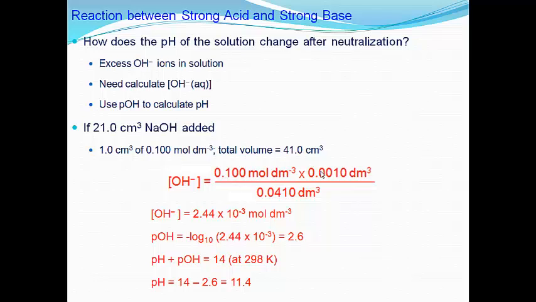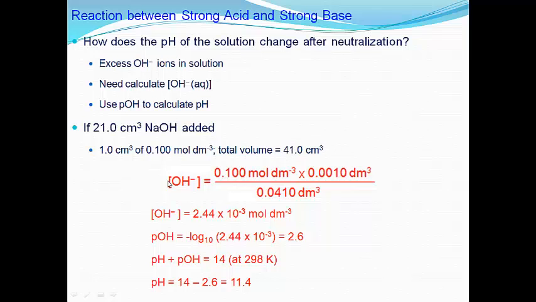Well, we know that if we have the pOH, we can use the equation pH plus pOH equals 14 to determine what the pH is. And so if we add another centimeter cube of base to the solution, that is to say we've now added a total of 21 centimeter cube of sodium hydroxide, then we have a total volume of 41 centimeter cube in our reaction mixture.